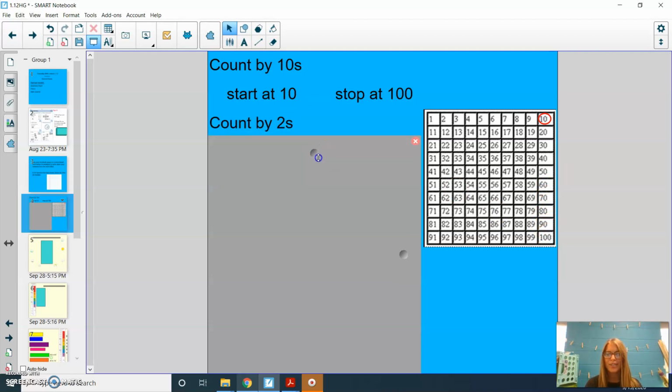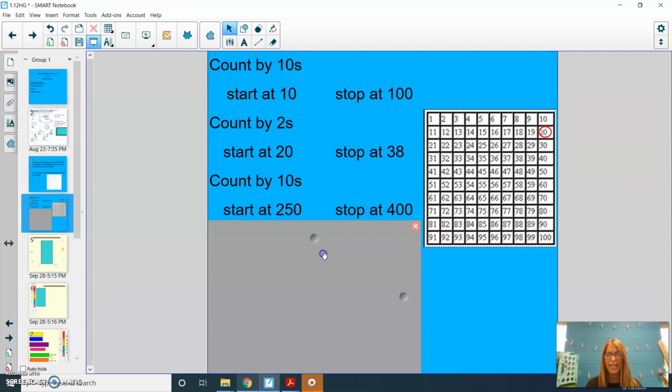Let's try another one. This time we're going to count by twos. We're going to start at 20. So I'm going to move my little marker to 20. And then we're going to stop when we get to 38. Can you count with me by twos? Here we go. 20, 22, 24, 26, 28, 30, 32, 34, 36, 38. And if you want to try that again, you can press pause, rewind, and then play that one more time.